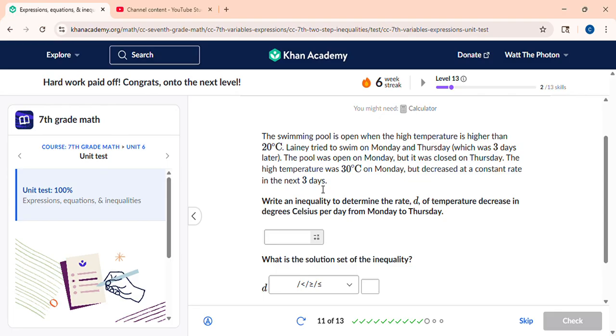So the swimming pool is open, but the high temperature is higher than 20 degrees Celsius. Lainey tried to swim Monday and Thursday, which was 3 days later. The pool was open Monday, but was closed Thursday. The temperature was 30 degrees on Monday, but decreased at a constant rate over the next 3 days.